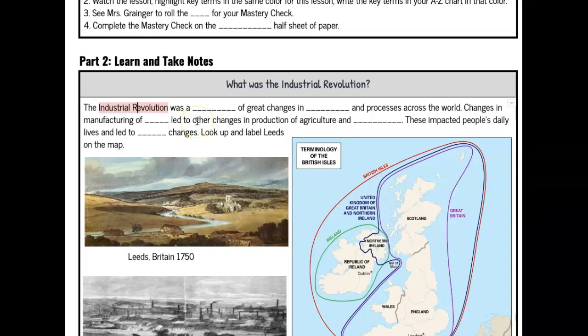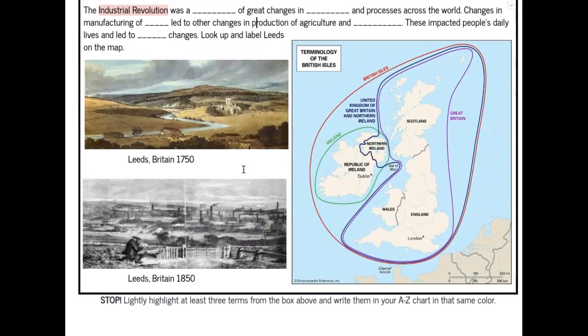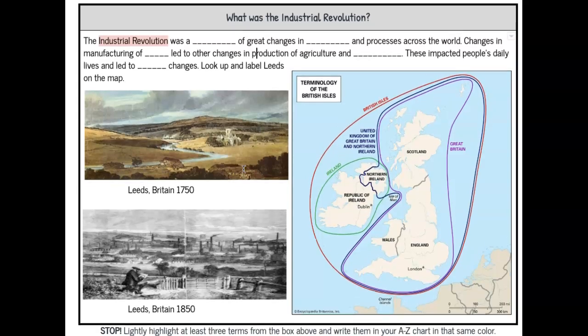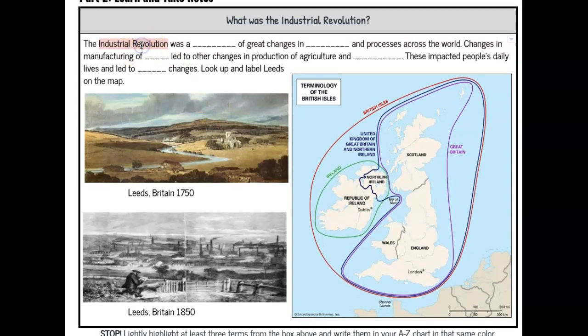Now these should be real, actual kind of vocab words, not words like other or and or label. I want to see something about the Industrial Revolution topic. So this is the end of this video. Do those 3 total terms. You already have 1, so do 2 more terms and put them in your A through Z chart. Good luck.